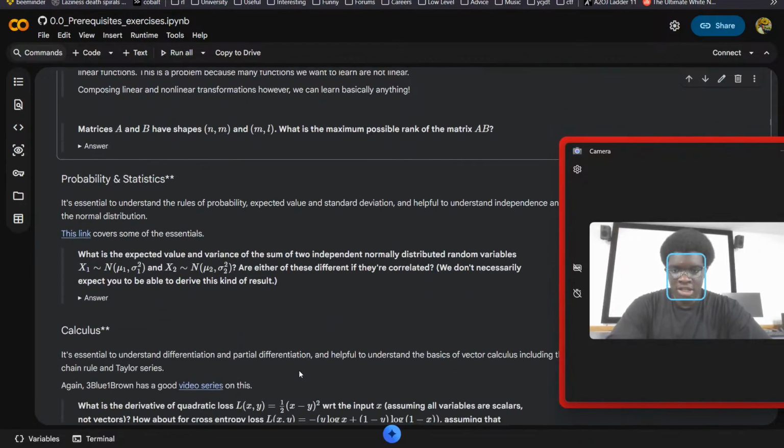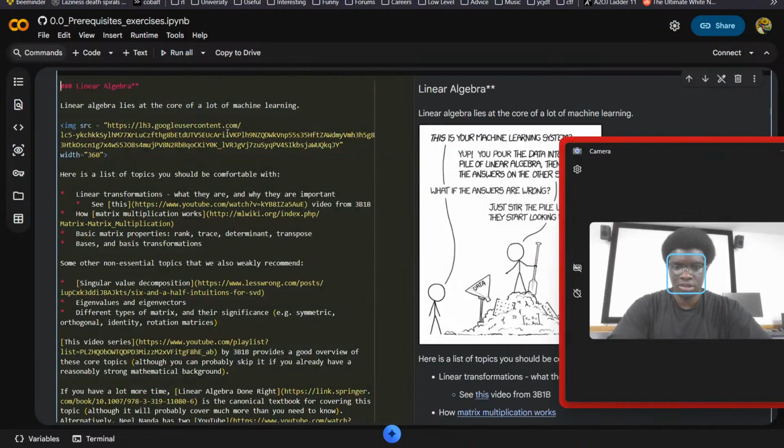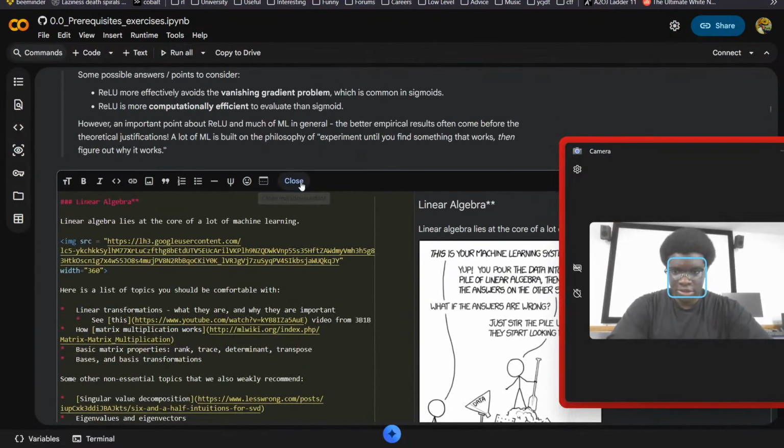Matrices A and B have shapes N by M and M by L. What's the maximum possible rank of the matrix AB? It's going to be the smallest of these numbers. The way to think about this is that the rank is the number of independent rows or the number of independent columns, and they should be equal. In general, if M is bigger than N, then you can't. For instance, considering matrix A.